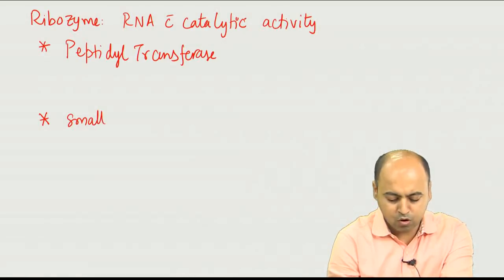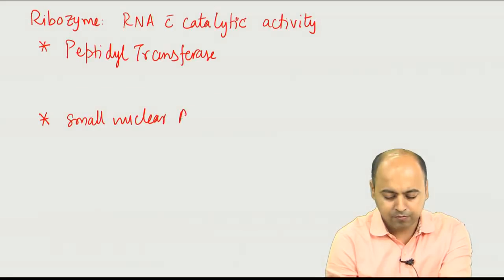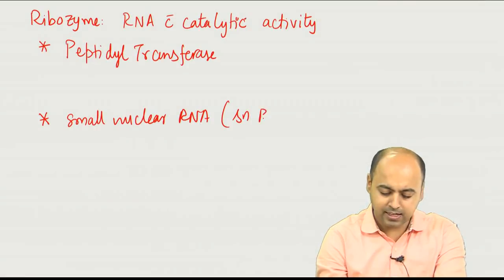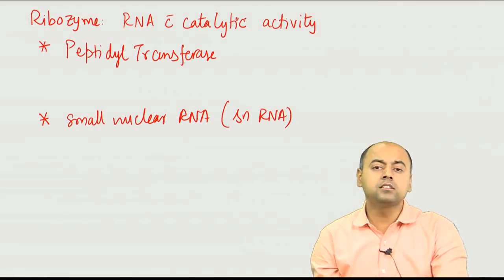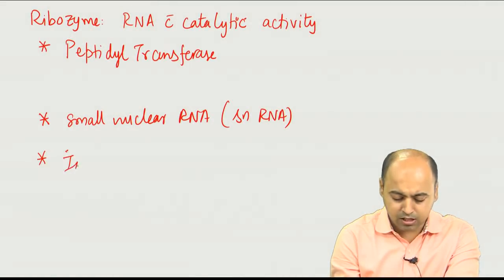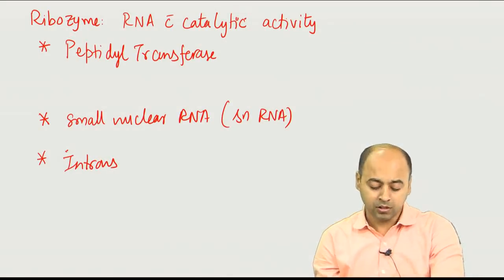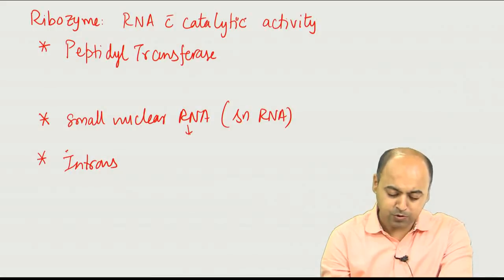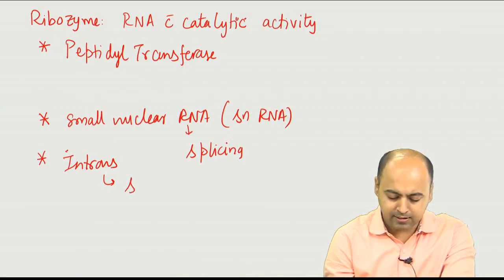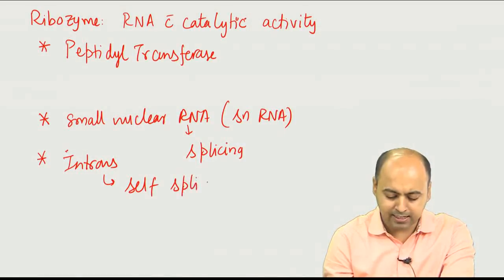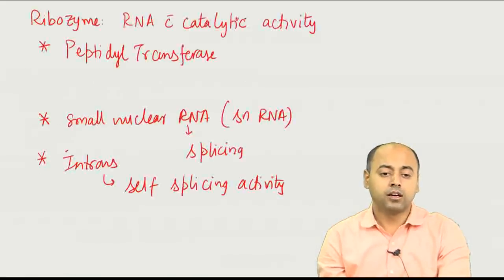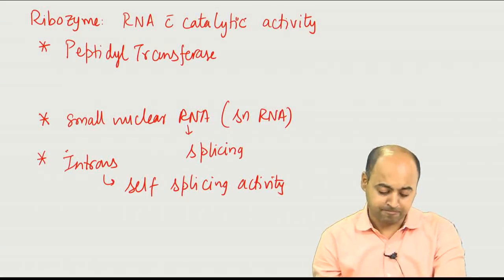Second is small nuclear RNA, commonly known as the snRNA. And third, we have the introns themselves. See, the small nuclear RNA is responsible for splicing, and the intron has self-splicing activity.